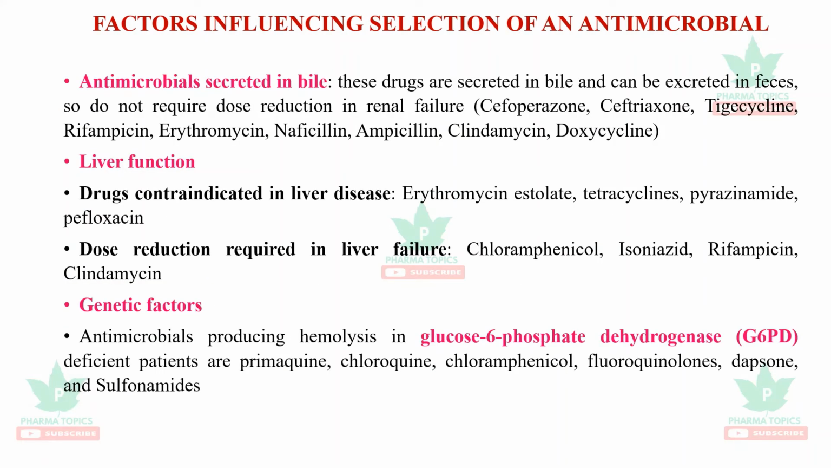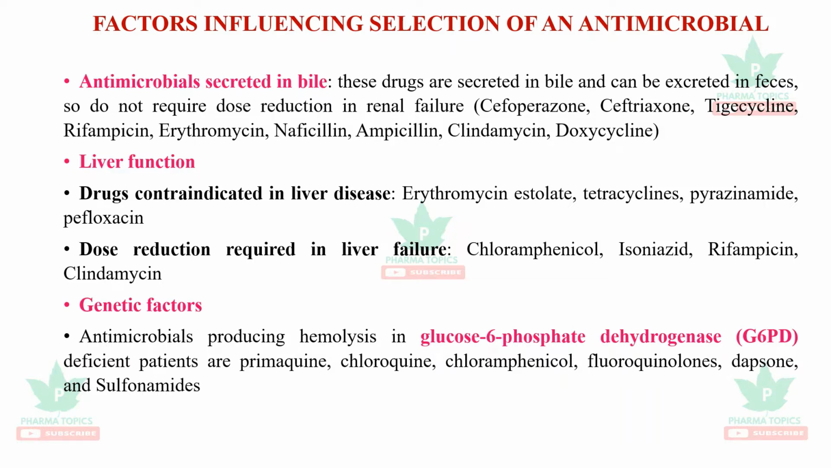Some of the drugs are secreted in bile. For example, cephalosporin, ceftriaxone, tetracycline, rifampicin, erythromycin, nafcillin, ampicillin, clindamycin, and doxycycline. So these drugs do not require dose reduction in renal failure. They are safe in renal failure.